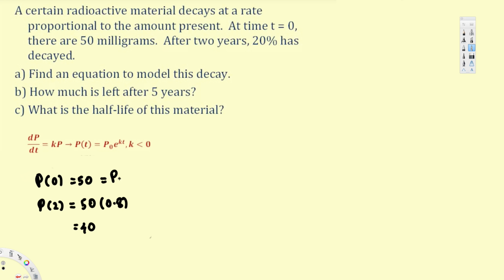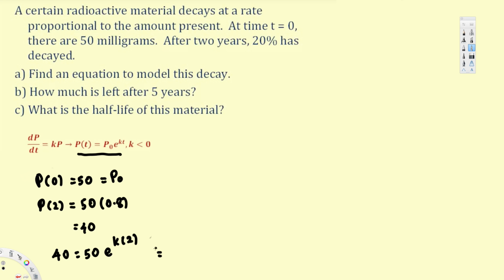P of 0 is P0, and this is our decay equation: P of t is equal to P0 e to the power kt. Now in order to express this equation we have to know our k value. To find k, we are going to use the P of 2 information. Let's plug the values in, and we know that P of 2 is 40. So 40 is equal to 50, that's P0, times e to the power k, and this is happening in 2 years, so this time is 2.